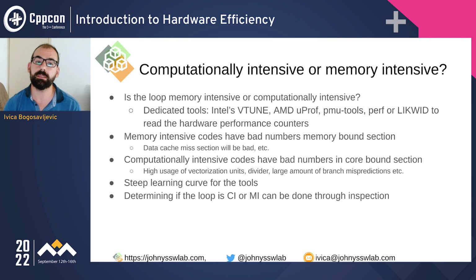Now, if your code has bad numbers in the memory intensive section, that means that the data cache miss section is high, so your program is mostly getting data from the memory, which is slow, and so on. Your code will be memory intensive. On the other hand, if you see that there is a high utilization of vectorization units, dividers, a large amount of branch misprediction, then your code will probably be computational intensive.